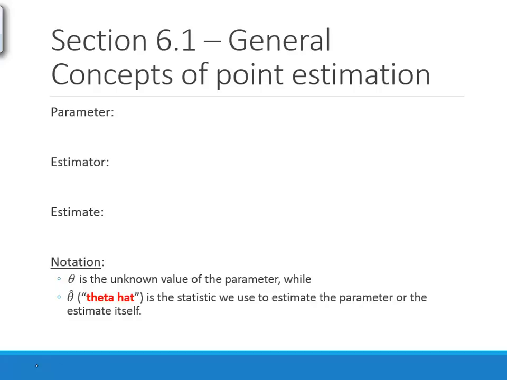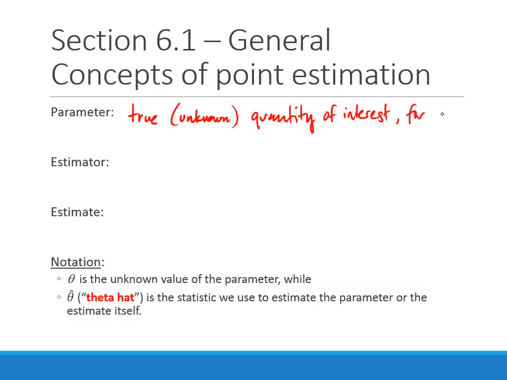So let's very formally write out what these things are. The parameter is, think about that, our true and unknown quantity of interest. And this corresponds to the population.